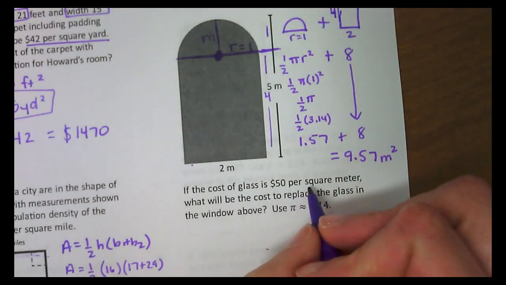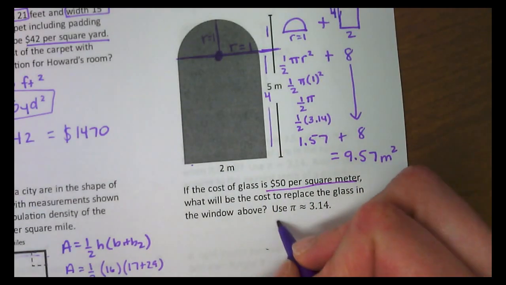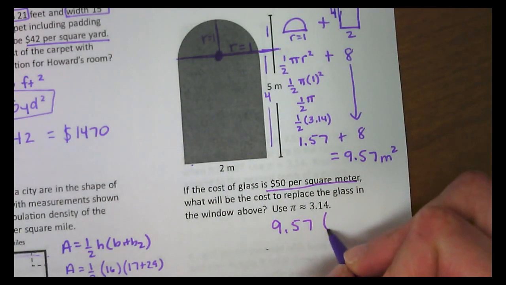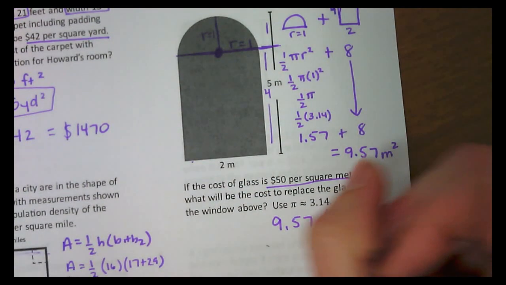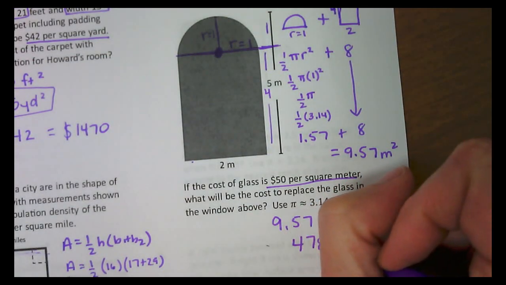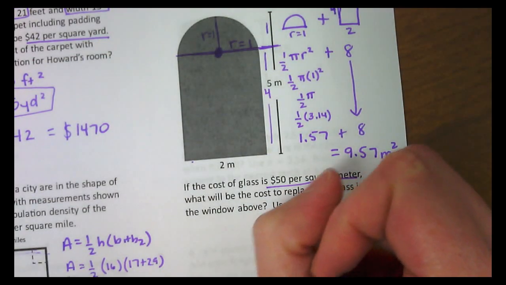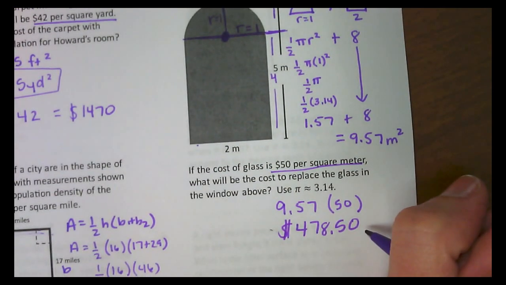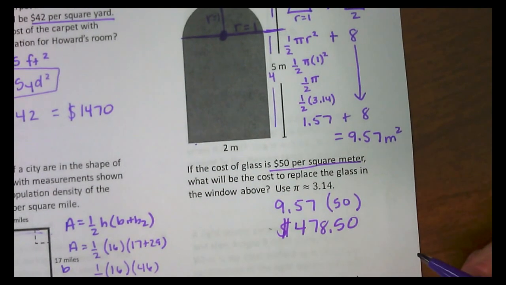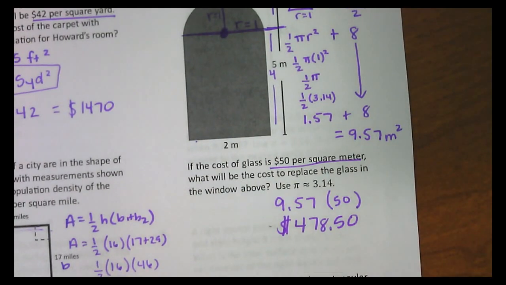If it costs $50 per square meter, I have to take my area and multiply by 50. So 478.5, and this is money. So if it's money, I want my cents placed there, right? So 50 cents. So $478.50.